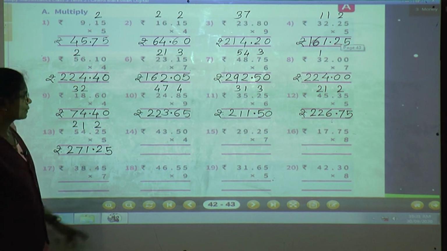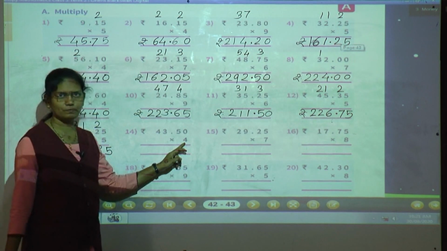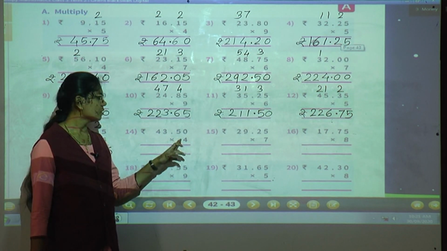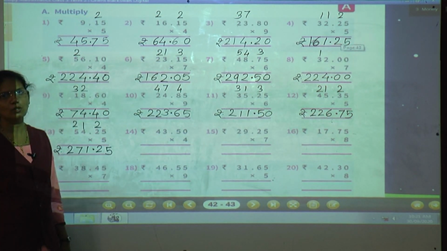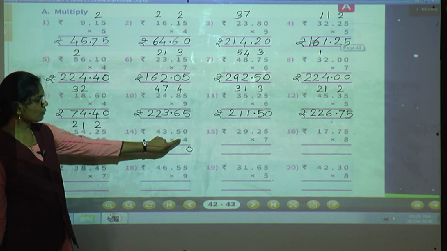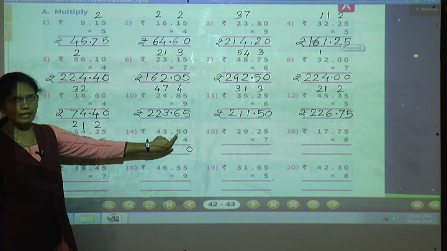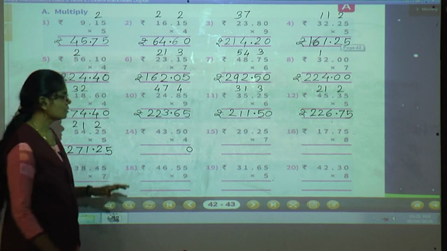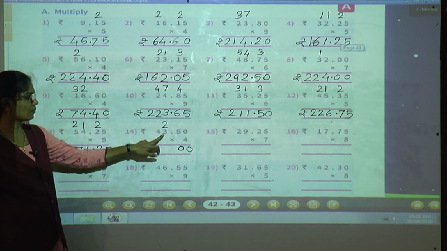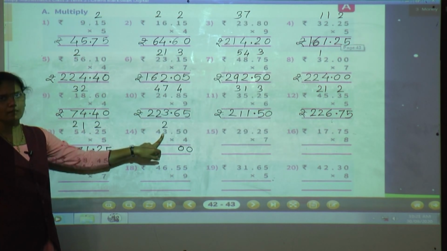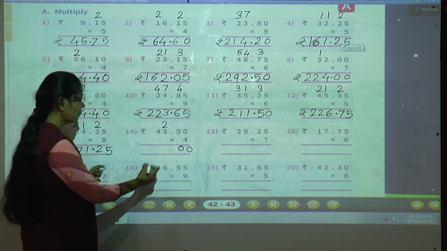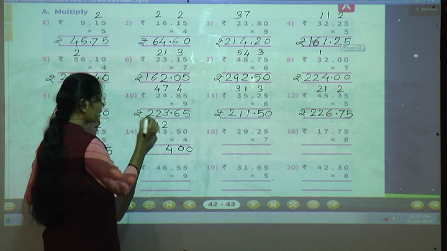See here, Rupees 43.50 into 4. 4 into 0, 0. So write here 0. Next, what will we do? 5 4s are 20. So here we will write 0 and 2 as a carry. Then next, 4 into 3 we have to do. 4 3s are 12. In 12 we have to add 2. 12 plus 2, 14. So here we'll write 4 and 1 as a carry.